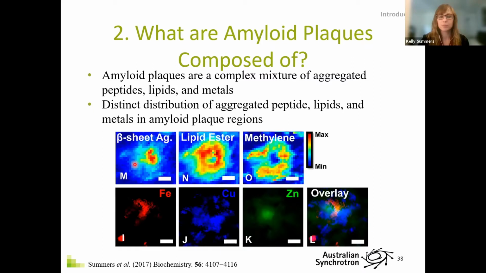You can see the plaque core well highlighted by the aggregated proteins. You can see that there are lipids surrounding this aggregated protein core. And similarly with the metals, you can see that the zinc is really concentrated in the center or the core of the plaque. Iron surrounds the zinc, and then copper is distributed overall through the whole plaque region.